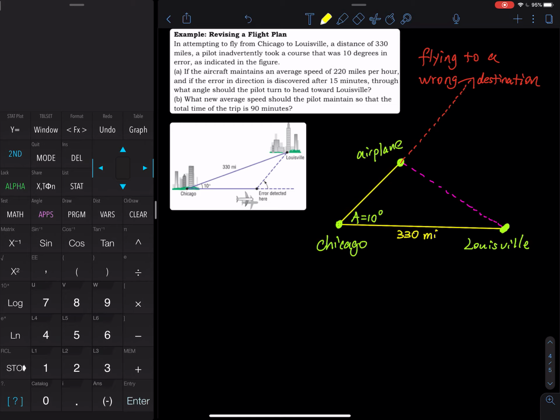So what is this problem about? In attempting to fly from Chicago to Louisville, a distance of 330 miles, a pilot inadvertently took a course that was 10 degrees in error, as indicated in the pictures.